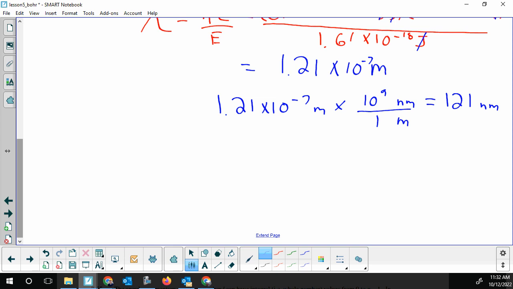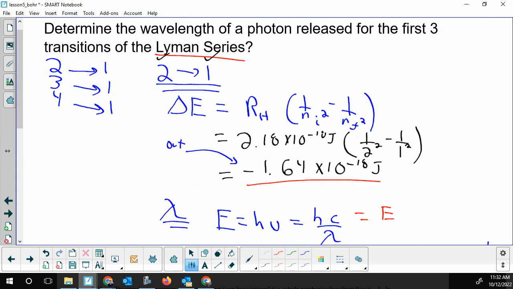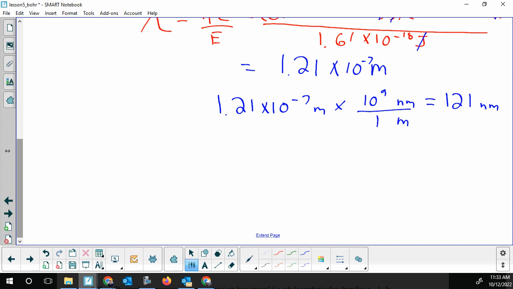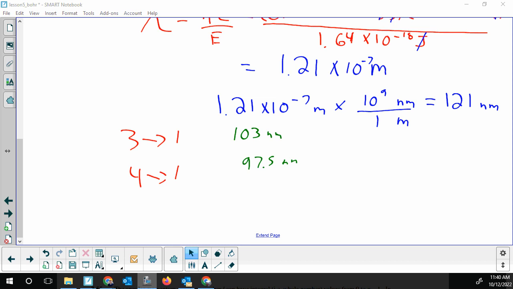So that's the first line of the Lyman series. I'm not going to do the next two. I'd like to see if you can do the second transition and the third transition. So what is the 3 to 1? I'll summarize that answer in a little bit, and then the 4 to 1. Good work. I was testing you and you passed. So that 3 to 1 again was 103 nanometers. The 4 to 1 is 97.5 nanometers to check your work.